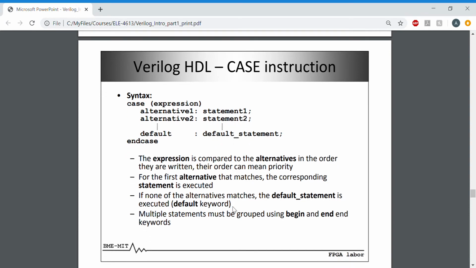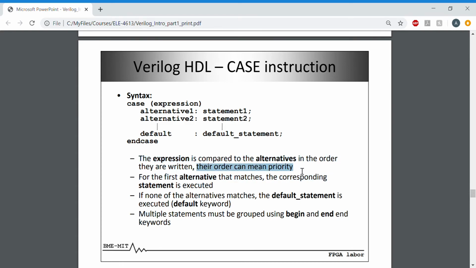The case statement. What is a case statement? It is actually multiple ifs that are happening at the same time. So this is the case expression, alternative 1, alternative 2, etc., and then statement 1, statement 2, and then default statement. The expression is compared to the alternatives in the order that they are written.